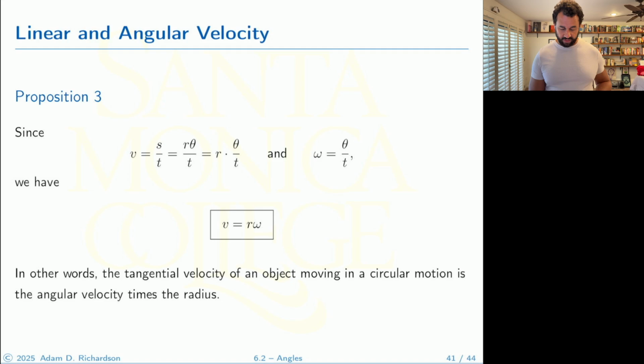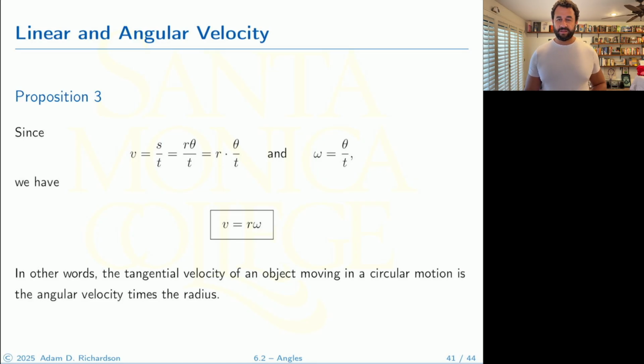We know that linear velocity is given by this formula, which is r theta over t. We can rewrite it as r times theta over t. But remember that theta over t is the angular velocity, that's omega. And so we have this result that the tangential velocity is r times omega. This is another formula, and all three of these formulas are ones that you should remember. Basically, the tangential velocity of an object moving in circular motion is the angular velocity times the radius.